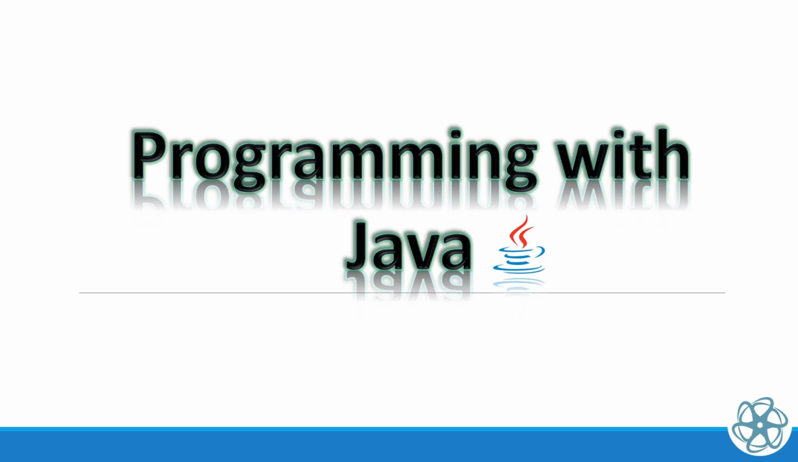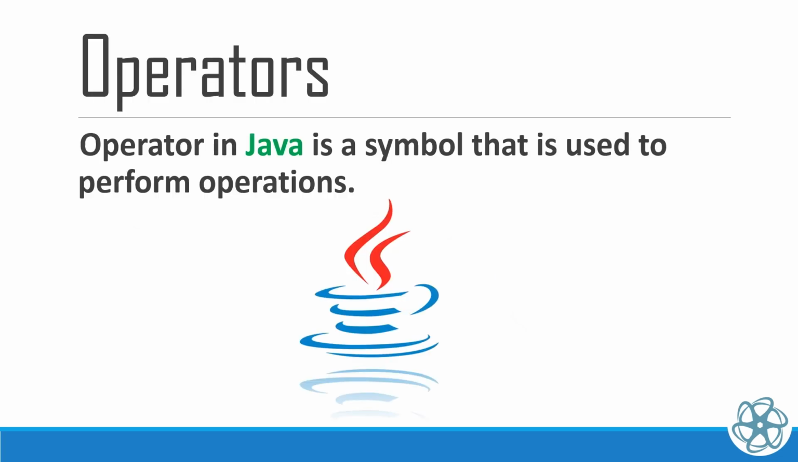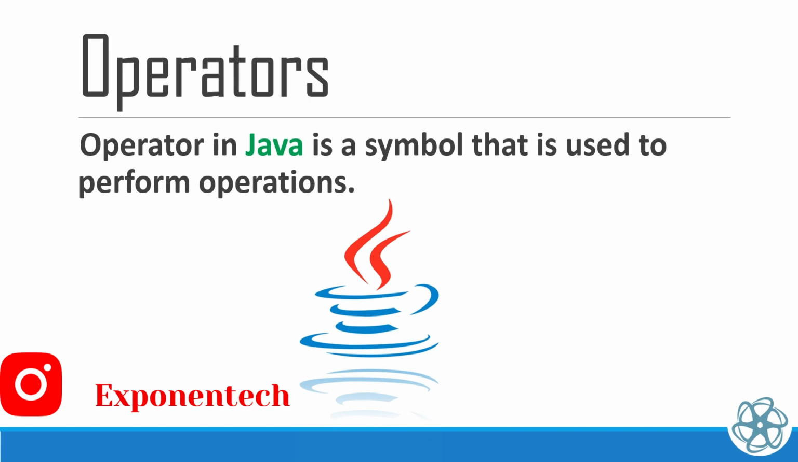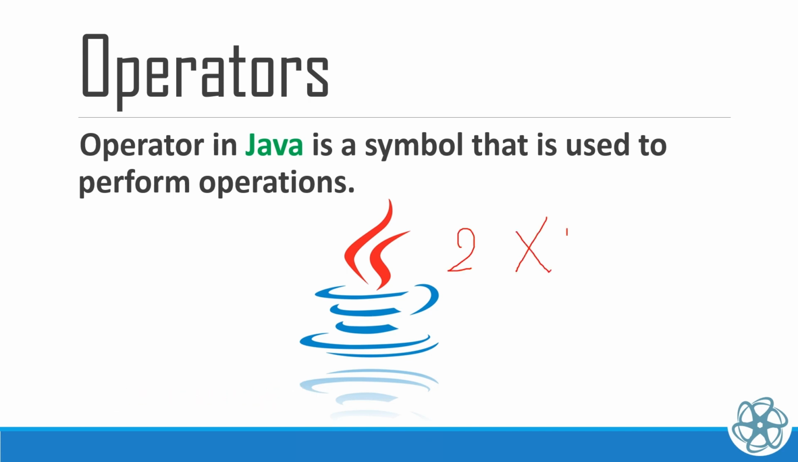So today we are going to start a new topic of operators. So what are operators? Operators in Java is a symbol that is used to perform operations. Means if I want to multiply 2 with 3, I will get the result as 6. Okay, this multiplication sign is nothing but operator.